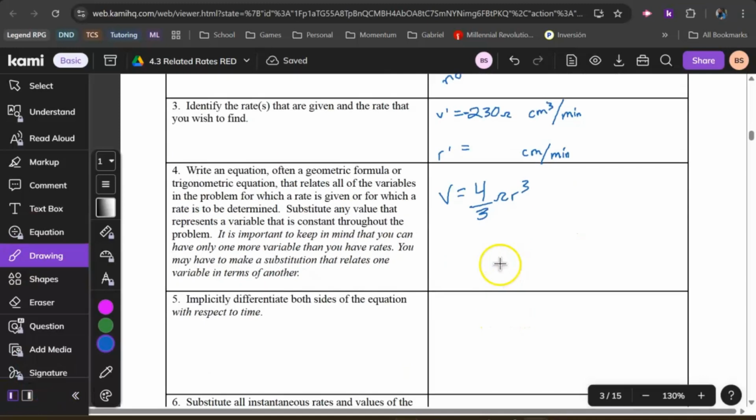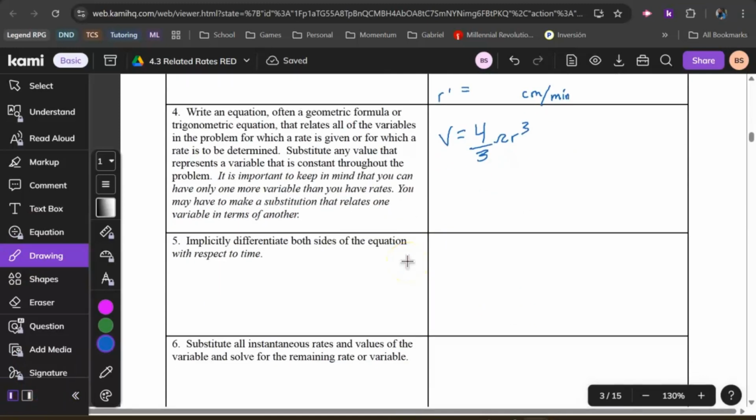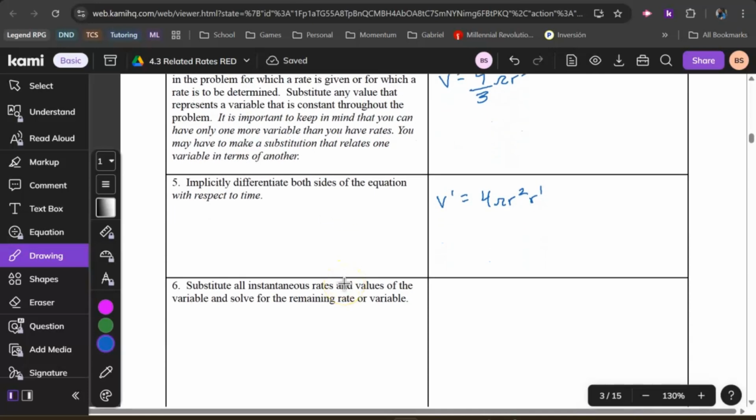And then once we've got that, we can implicitly differentiate that formula. So we're going to get V prime equal to 4 pi r squared r prime. We just did this one earlier, so we should be able to do it quickly. Then we're going to substitute everything we know. Well, we know V prime is negative 230 pi. We also know that this is happening at the instant that the radius is 4 centimeters. And we're solving for r prime.